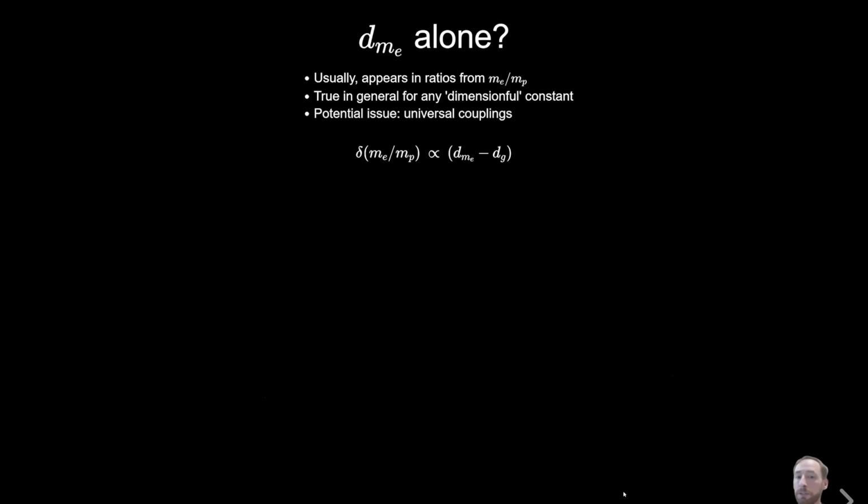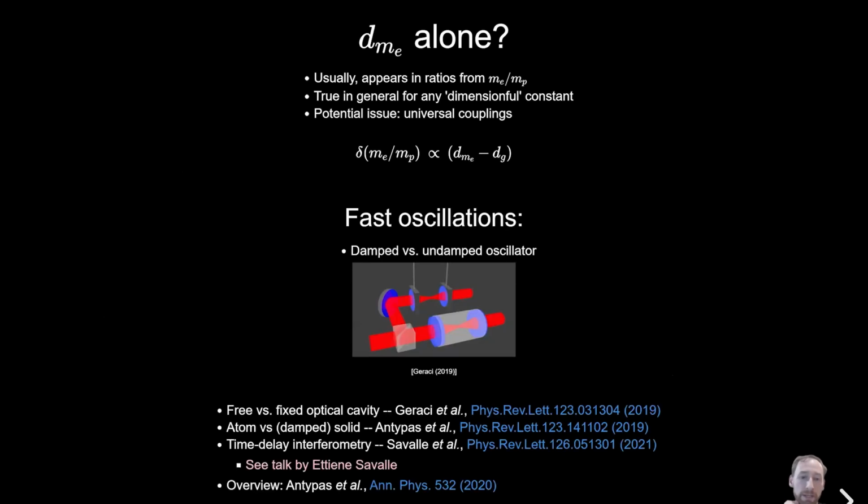Now, this can be a problem in certain cases. For example, if you have universal couplings, or in general, we have no idea what individual couplings could be. So it would be useful to have experiments that have sensitivity to individual couplings on their own. One way to do this in the regime of fast oscillations is to use one of these kinds of experiments. This is something that's been looked at a little bit.